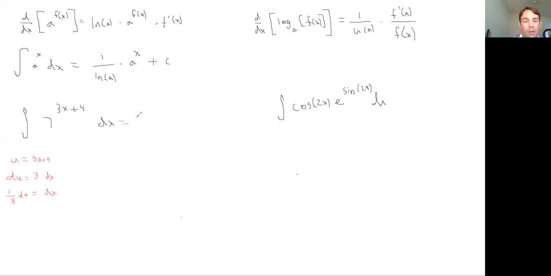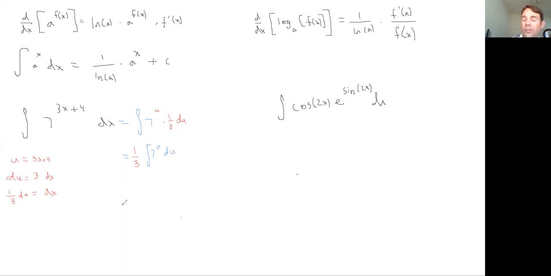So that means that my integral here is 7 to the u times 1/3 du. And we are going to bump that 1/3 on the outside there real quick. Just like that. Somehow I decided to turn that green. That's kind of fun. There we are. Equals 1/3 times the integral of 7 to the u du.